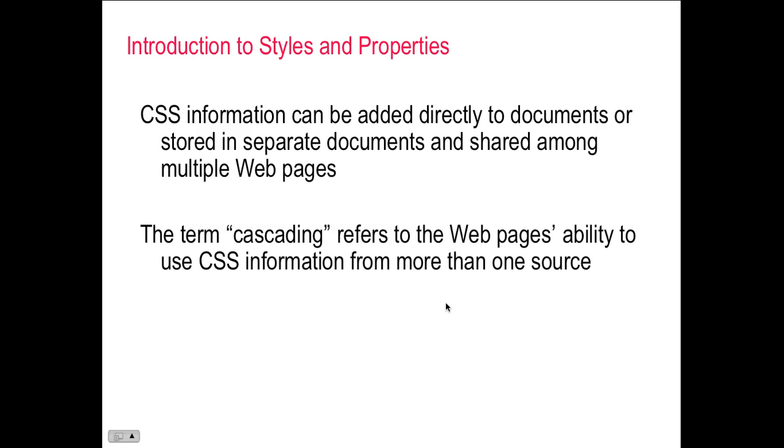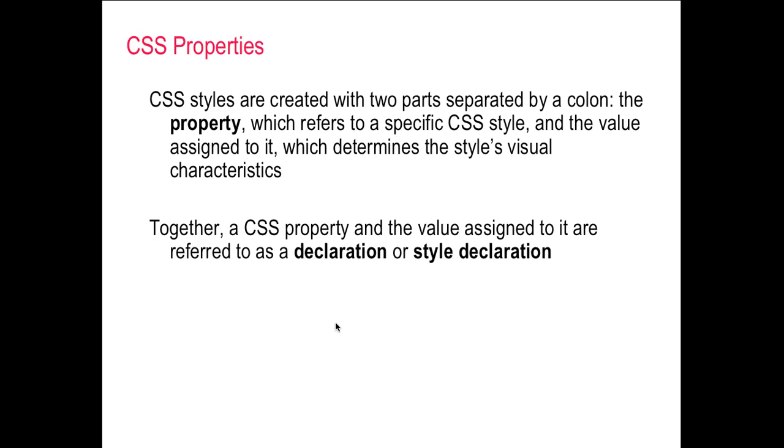CSS information can be added directly to the documents or stored in separate files, shared among multiple pages. Actually, people use a combination. The proper way of doing it is to put it into a separate file and then include that file in each one of your pages. If you do that, you get automatic consistency among all the different pages, so all of the pages have the same look and feel. The term cascading refers to the ability of web pages to use CSS information from more than one source.